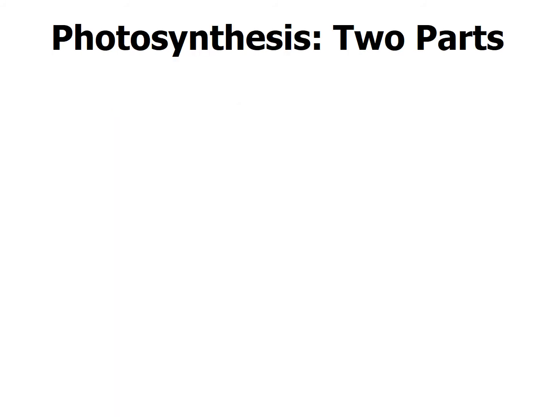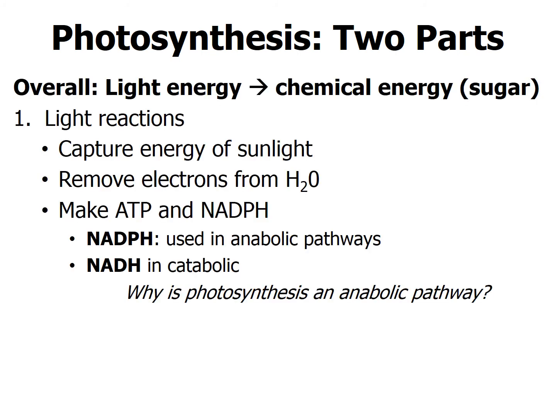So photosynthesis is in two parts. The first part, overall, we take light energy and we convert it to chemical energy. So we said that we take the energy of the sun and we make sugar, carbohydrates. The two parts are first the light reactions, and those capture the energy of sunlight.